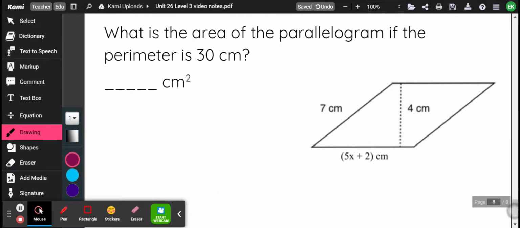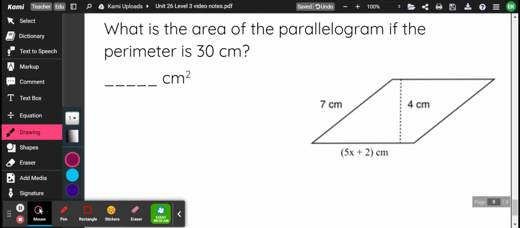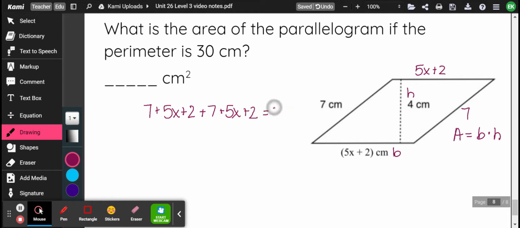Last problem. What is the area of the parallelogram if the perimeter is 30? So remember, area is base times height. This would be the base. This would be the height. Okay? We don't know what the base is equal to, so we cannot find the area. What we do know is that this is a parallelogram, so opposite sides are congruent, and all of the sides added together are equal to the perimeter, which in this case is 30. So I can solve this to figure out what x is.